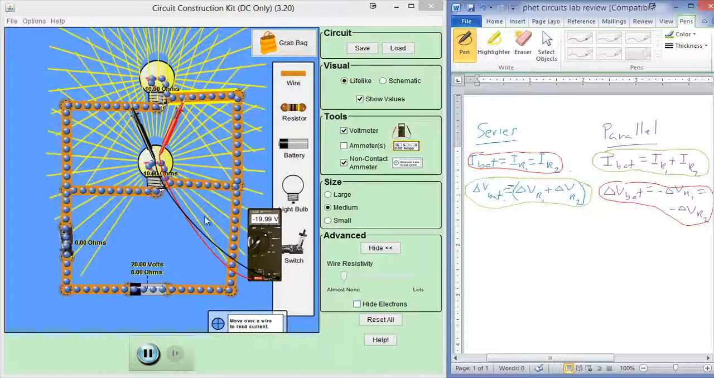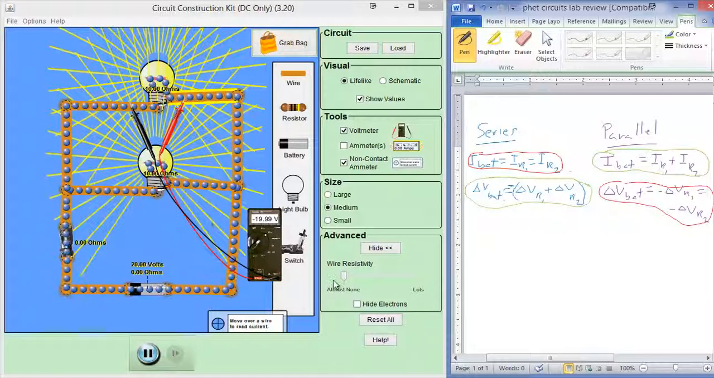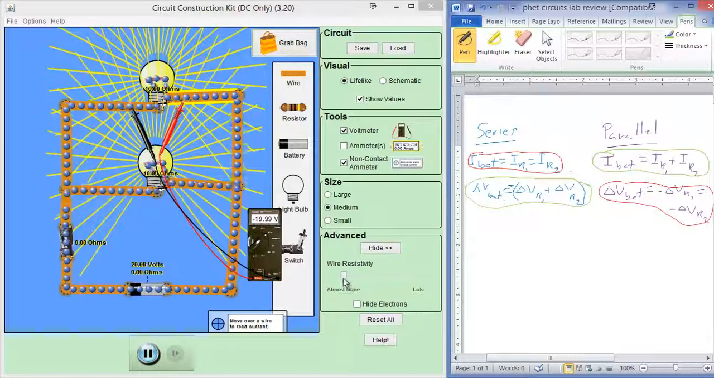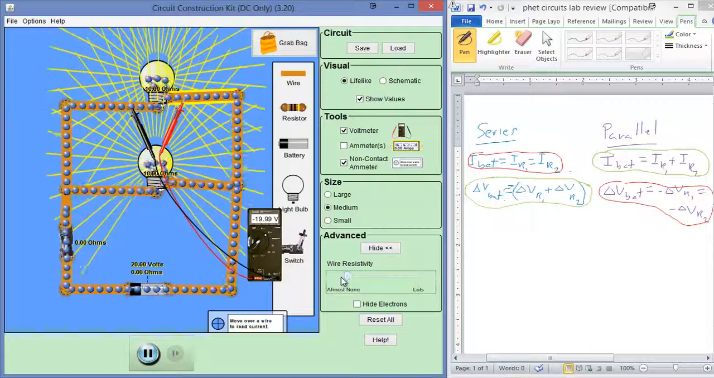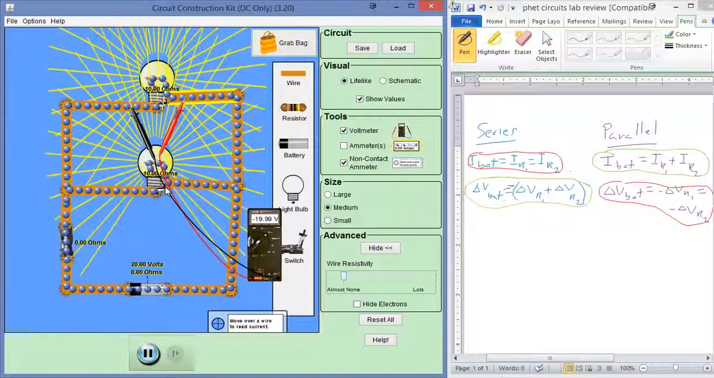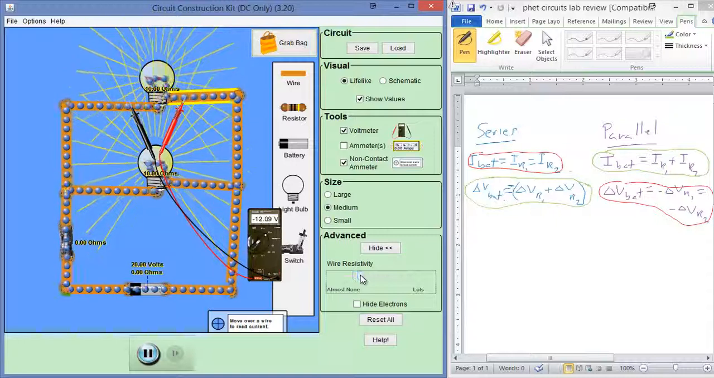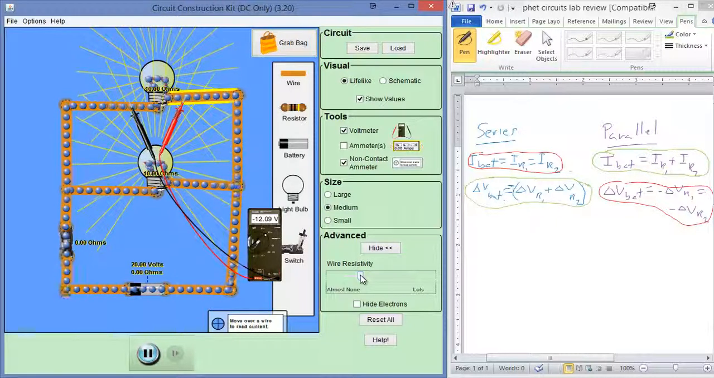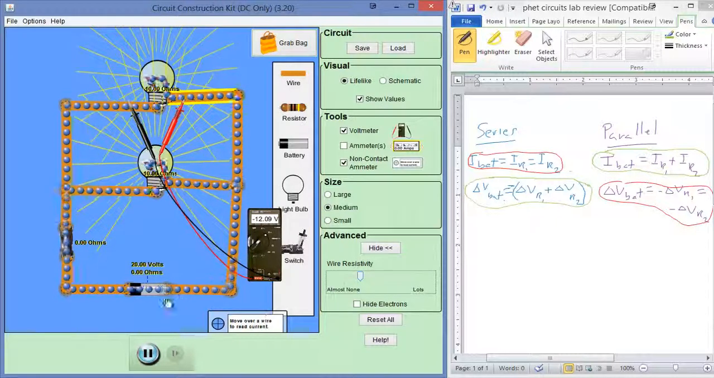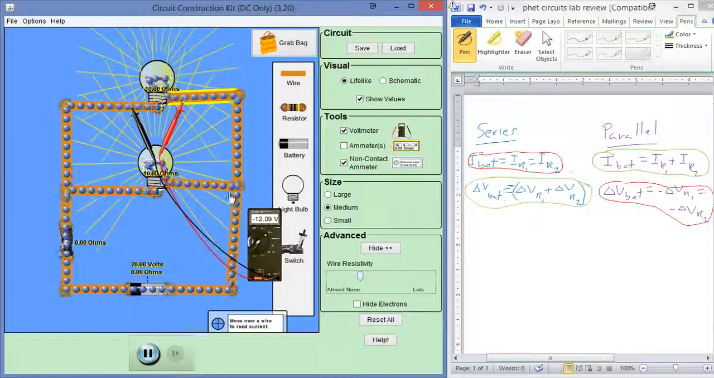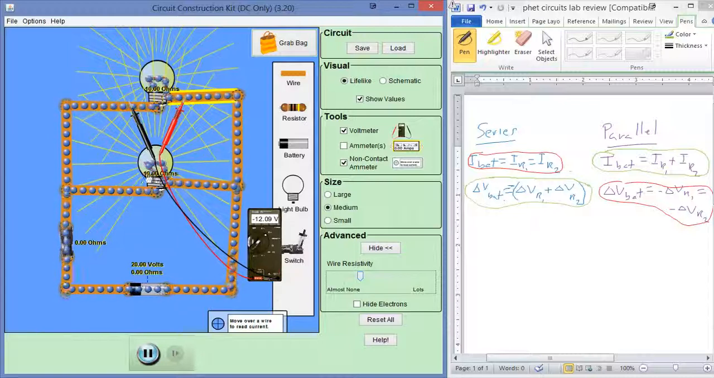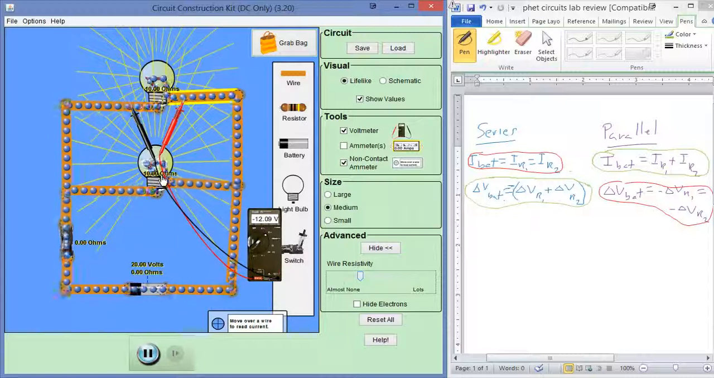One thing we can do with this simulation, now that we have it set up, is play around with the wire resistivity. As I increase the resistance of the wires, how do you think that will affect the brightness of the bulbs? Let's try it. Now, why do they get dimmer? We know that with increased resistance of these wires, we're going to have less current through the circuit. And we can see less current going through the bulbs, so they're not as bright.